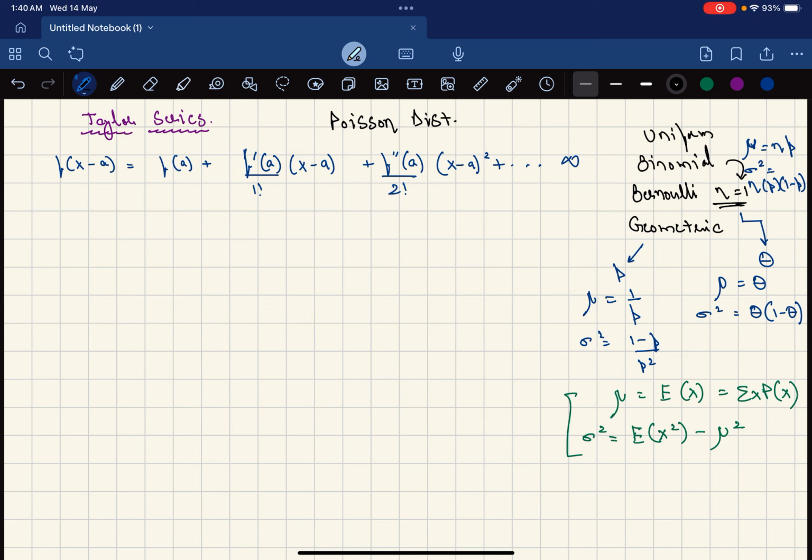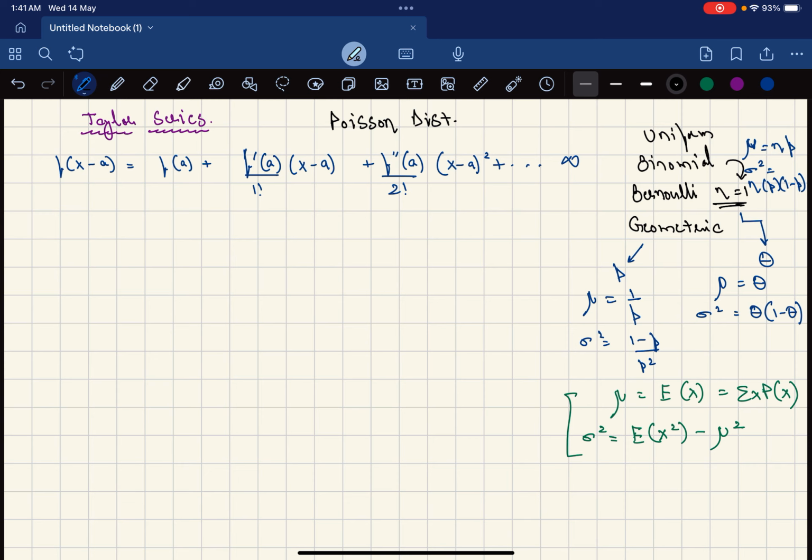Now to derive the mean and variance for Poisson distribution, we'll be looking at the Taylor series first, because this is a concept which would be used later on to derive the expected value and variance of the Poisson distribution. Now a Taylor series is nothing but a function expressed as an infinite sum of terms that are expressed in terms of the function's derivatives at a single point.